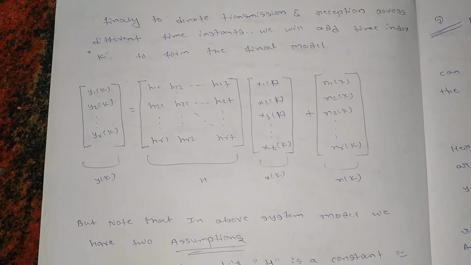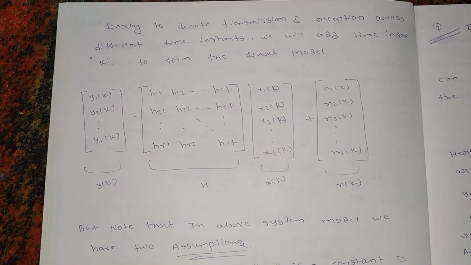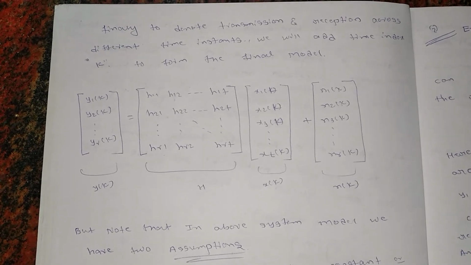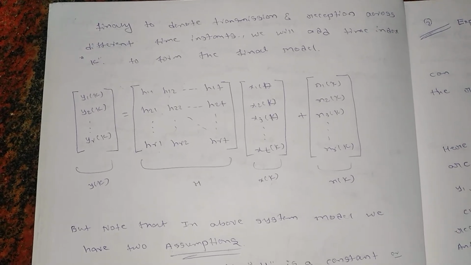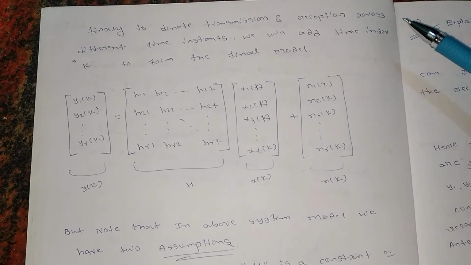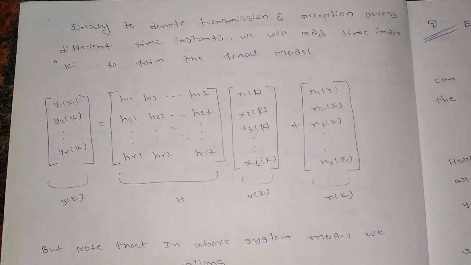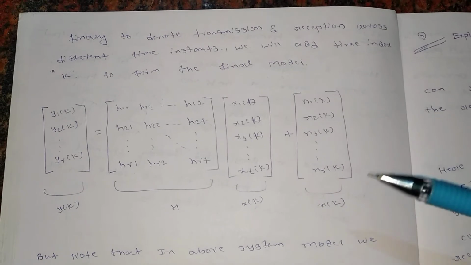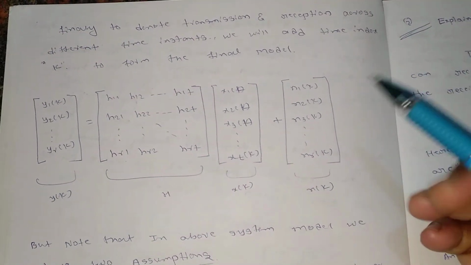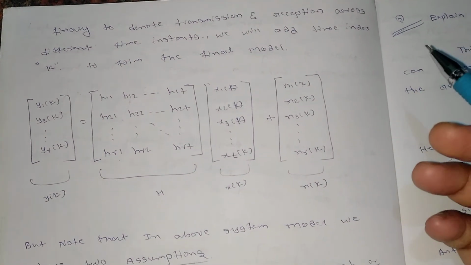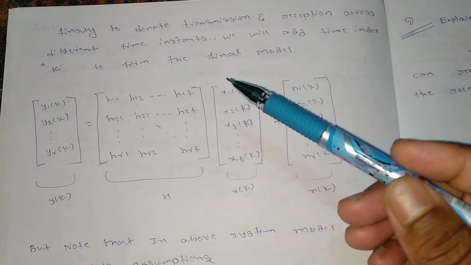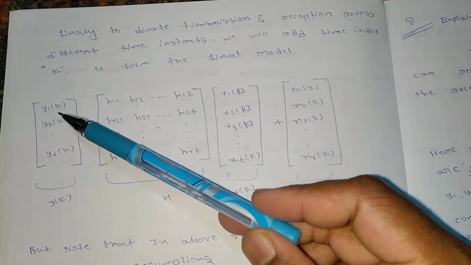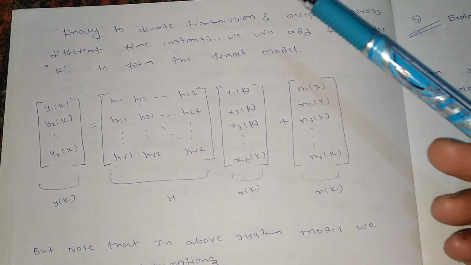Okay guys, so once I have found the noise covariance matrix, that is Rn, then it's time to write the overall channel, I mean the system model for the MIMO system here. So finally, to denote the transmitter and reception across different time instants, we'll be adding a variable called k. So I want to indicate the time: at what time I'm transmitting and at what time I will be receiving the signal. So I'll be using a single variable called k here. So this will indicate the time instant at which the signal has been transmitted.